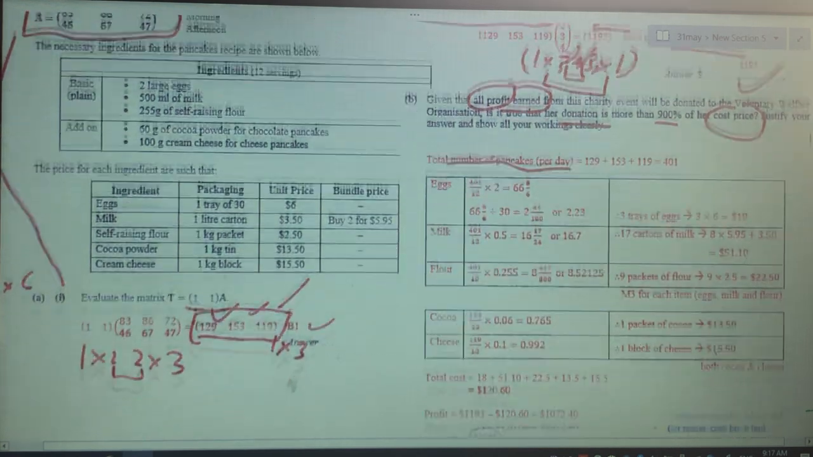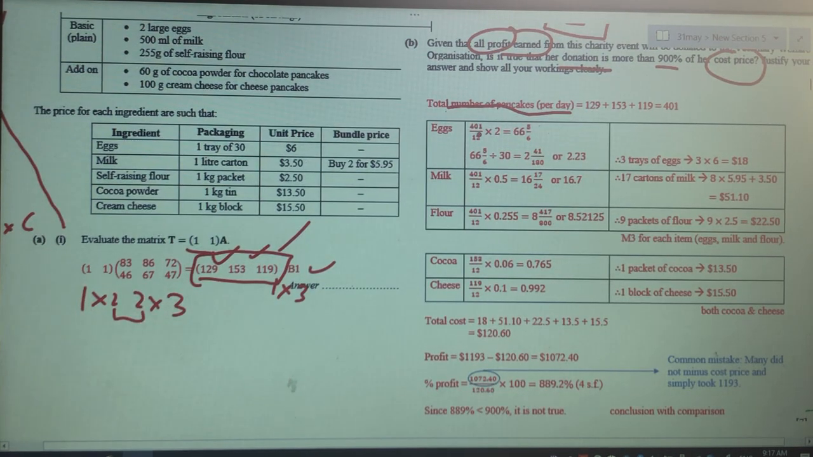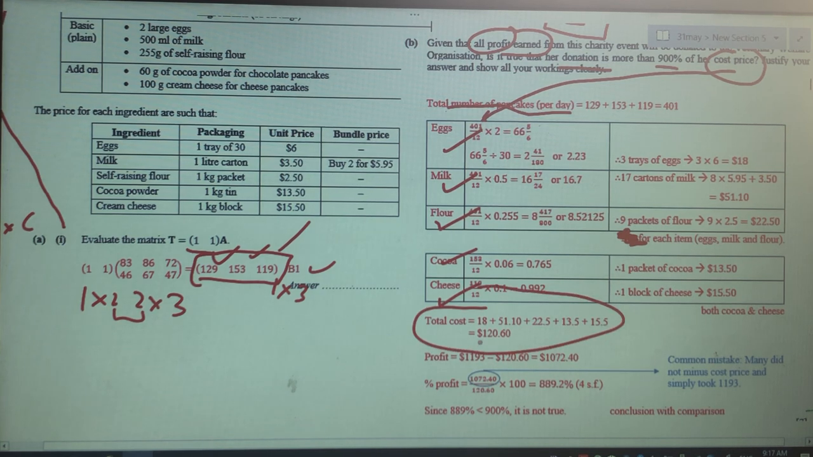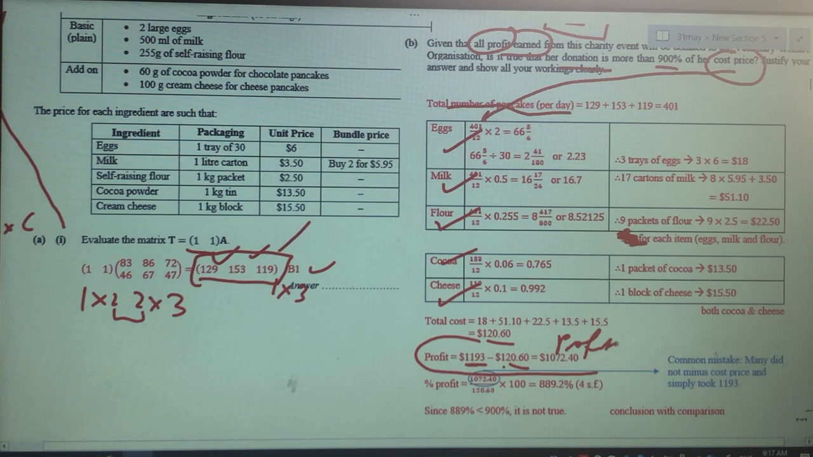Now the last part is you go and find, right? You go and look at it yourself, because it's very tedious. You go and find egg how much, milk how much, flour how much. This is your cost price, right? Then the cocoa and so on and so forth. So the total cost you can find. And then the profit is whatever you earn minus whatever is here, your cost, that's your profit. Then you go and find the percentage, and then you see whether it's true. You must have a conclusion with comparison.